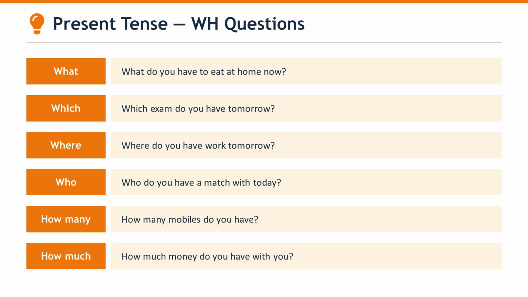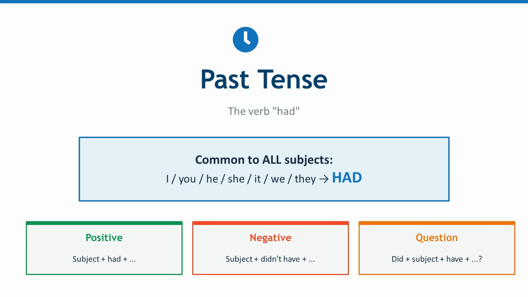Now we will move on to the past tense. Now let us move on to the past tense of the verb to have. In the past tense we use had, and the best part is, had is the same for all subjects. Whether you say I, you, he, she, it, we or they, we always use had.